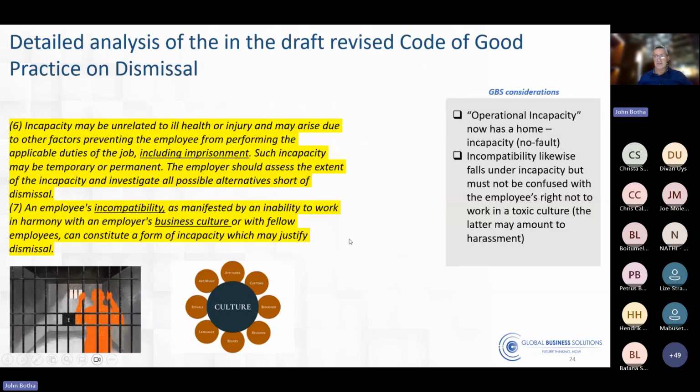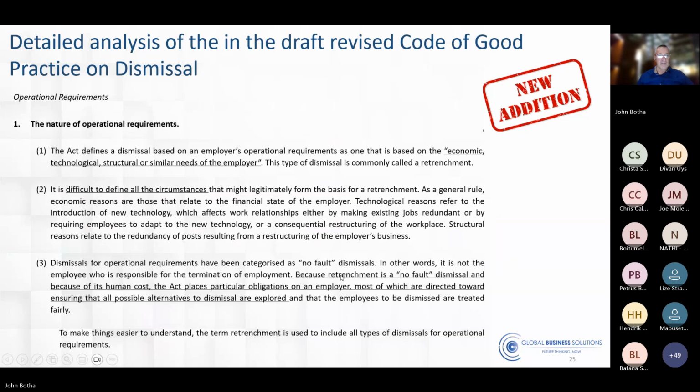Now the code of practice is giving you more confidence. They're saying to you, don't keep toxic employees on. If they're toxic and they're not fitting into your culture, well, here's a process. Deal with them going forward.